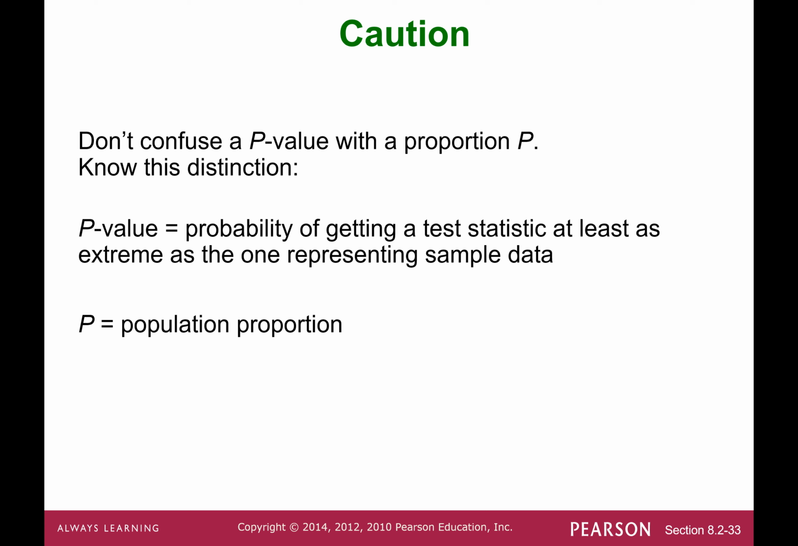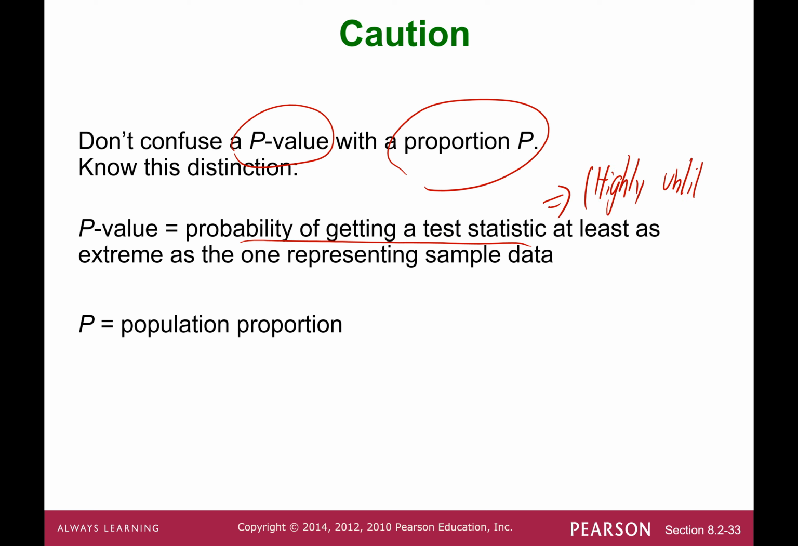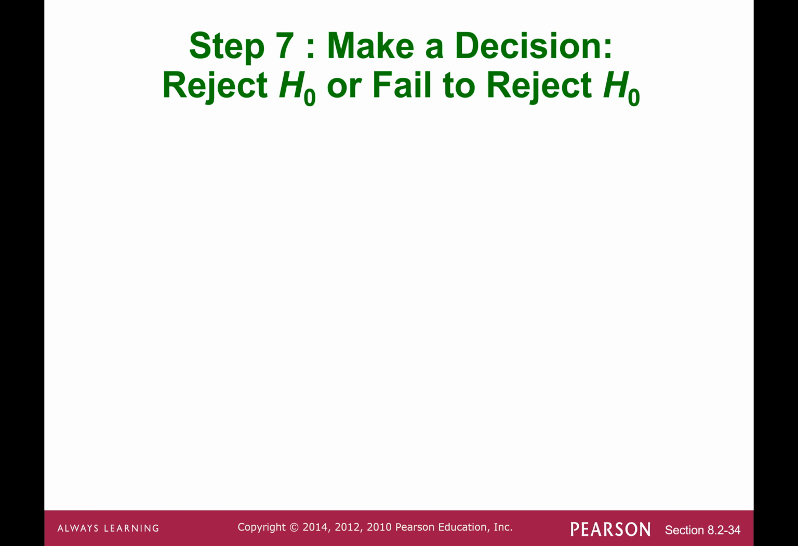The p-value is different from the population proportion p. The p-value is the probability of getting a test statistic that's unlikely, a highly unlikely event. And p represents the population proportion, so the population success rate. So they have totally different meanings.